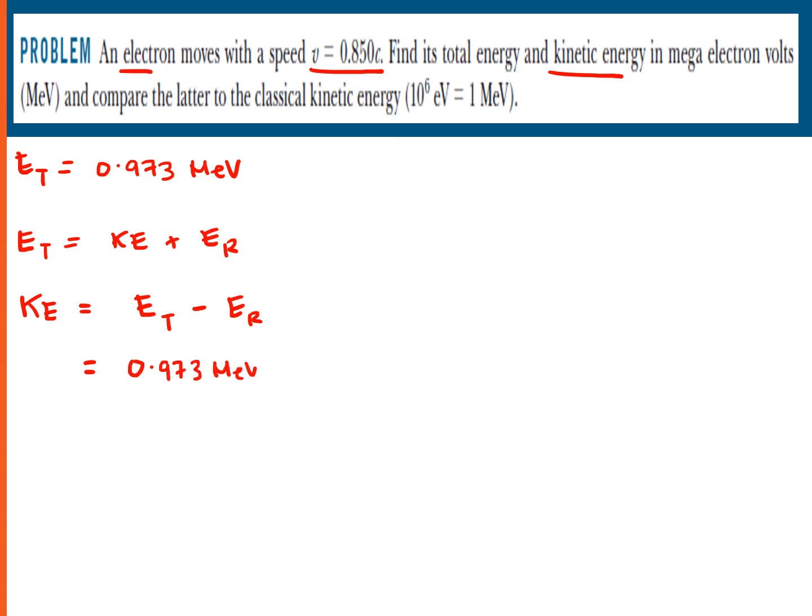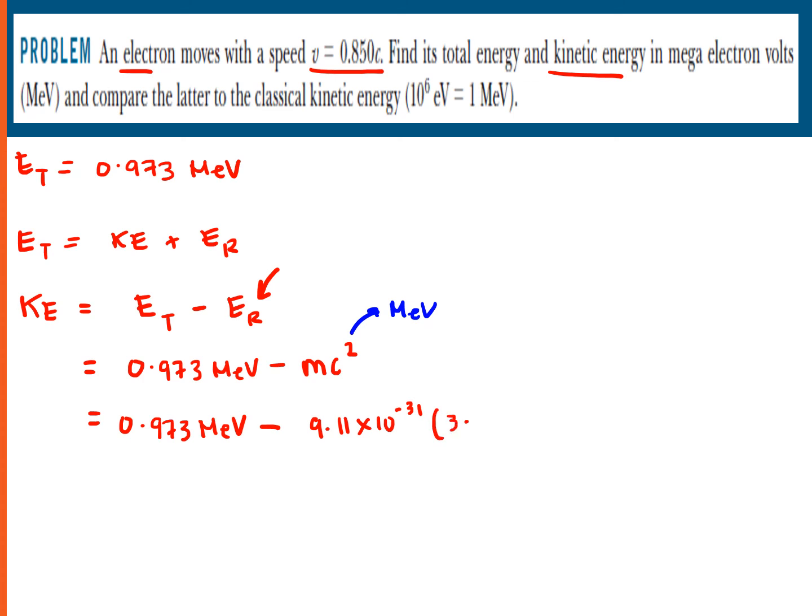0.973 mega electron volt minus our rest energy, which is mc squared. But we have to express rest energy in mega electron volt. So to do that, let us substitute our values now. So we have 0.973 mega electron volt for our total energy minus the mass of the electron. So that would be 9.11 times 10 to the power of negative 31 multiplied by the square of the speed of light times 10 to the power of 8.